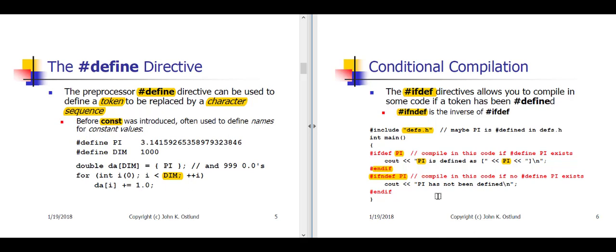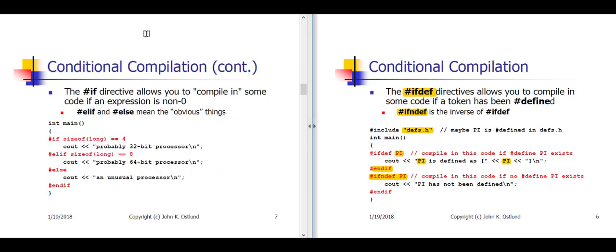So in this case, since pi can either only have been pound defined or not, one of these cout statements, but not the other cout statement, will end up in the translation unit, and from there passed on to the compiler. Another conditional compilation directive is the pound if.